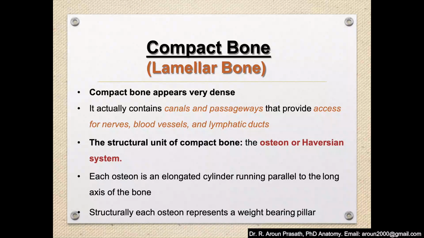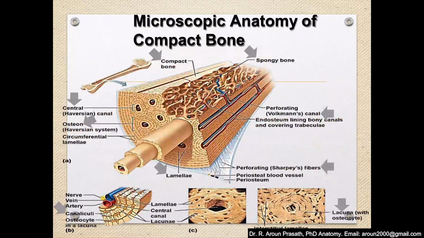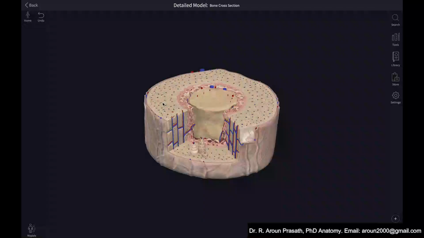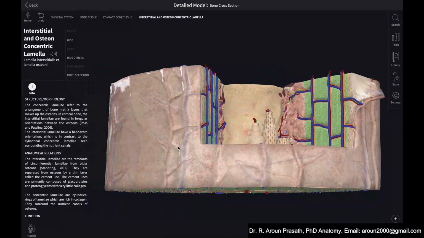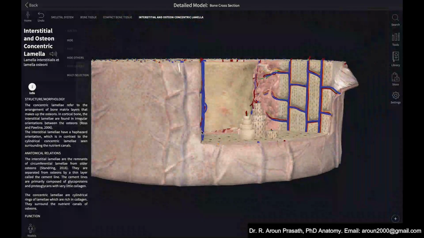Now let's go to the compact bone. Compact bone is very dense, thick bone. It also contains canals and passageways. The structural unit of compact bone is called the osteon, or the Haversian system. I will show you another picture so that you will have a better understanding. This is a cross section of a long bone. This is a microscopic view, and I am going to explain the microscopic structure of the long bone.